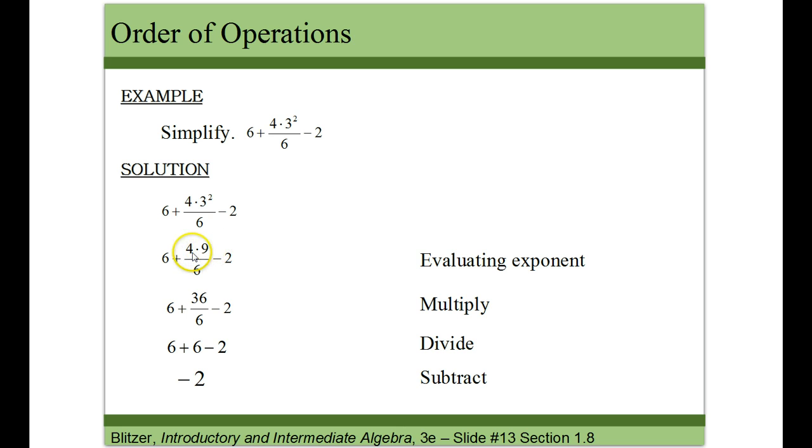So now I want to handle the multiplication in the numerator. 4 times 9 is 36. Now I see that I have addition, division, and subtraction. Division comes before those other two, addition or subtraction, so handle that next. 36 divided by 6 is 6. Now I handle addition and subtraction as I read them left to right. 6 plus 6 is 12.